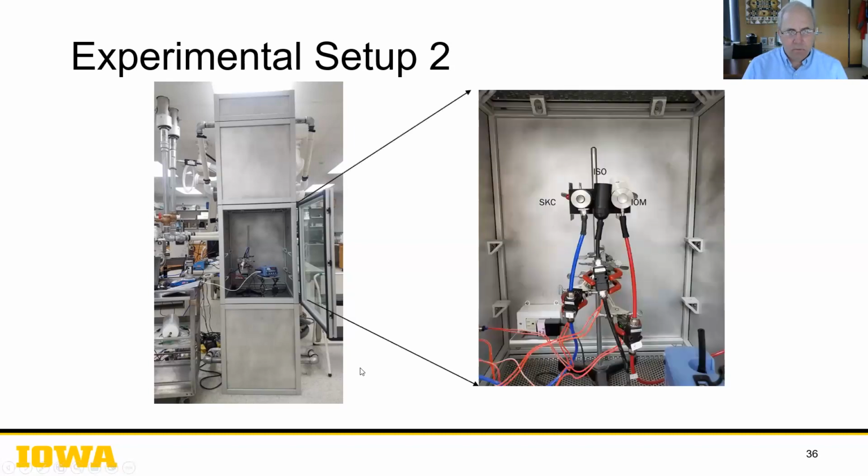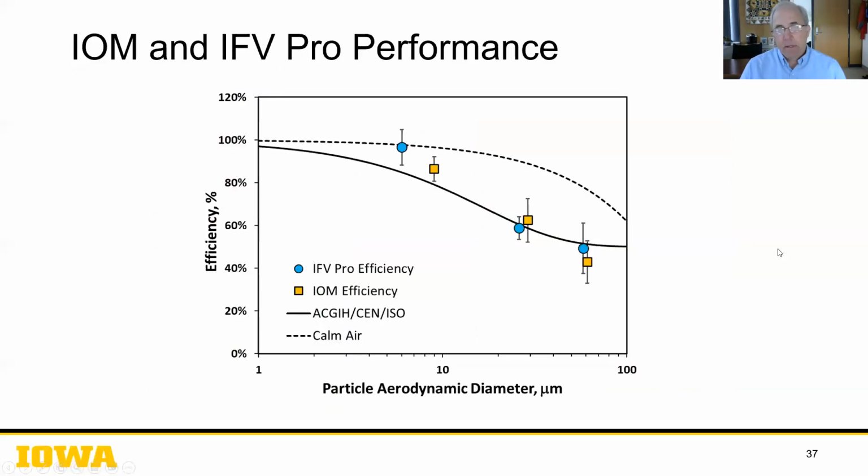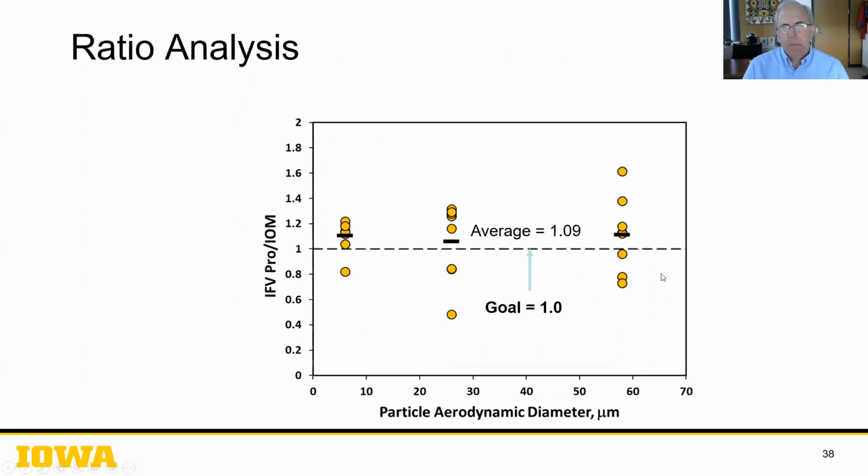is one of them. And you can see here we have the SKC and the IOM all put together in the middle with the isokinetic sampler in the middle. And now in this case, for this particular chamber, the measurements followed this IOM efficiency curve much better. I don't have a good explanation for that, but the point is more how does the IFE follow that of the IOM. And you can see here really closely.